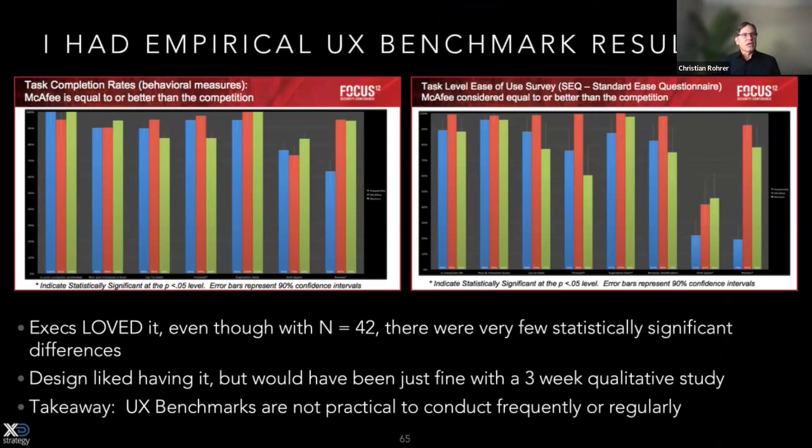The good news was executives loved it. They were so consumed by this. Oh my gosh, we have quantitative data that proves we're as good as or the same as our competition. They finally felt relieved that they could prove that they weren't so bad. Design was like, yeah, it's okay, but I could have just had a qualitative study and been just fine. I didn't need this.